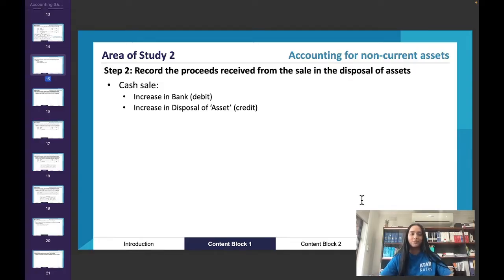So now step two is to record the proceeds received, or the revenue earned, from either the sale or the trade-in of the disposal of the asset. So if there's a cash sale, then the proceeds means cash received from the sale in the disposal of the non-current asset. In the case of a cash sale, we'll have an increase in bank, or a debit to bank, to show that the business is receiving cash for that sale, and an increase in disposal of the asset, or a credit to disposal of the asset.